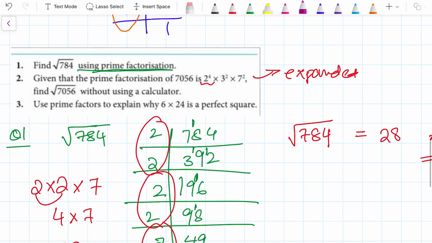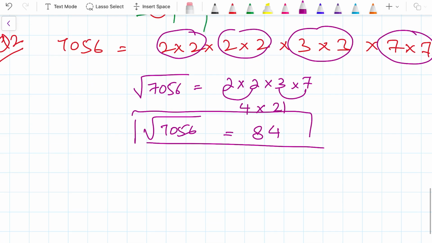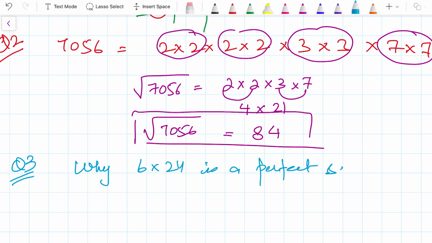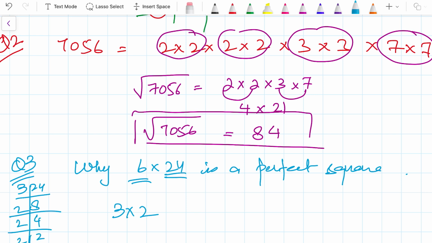Now, use prime factors to explain why 6 into 24 is a perfect square. Why 6 into 24 is a perfect square. Once again, we will find out its prime factors. 6 is 3 into 2. 24 is 8 times 3. Okay, let's not use 8. We don't use 8 here. 3 times 8, 2 times 4, 2 times 2, 2 times 1. We'll just write them together.